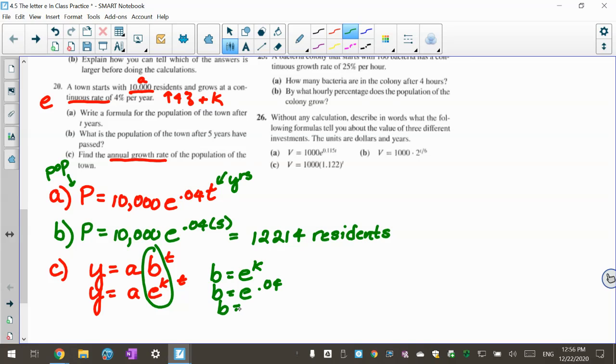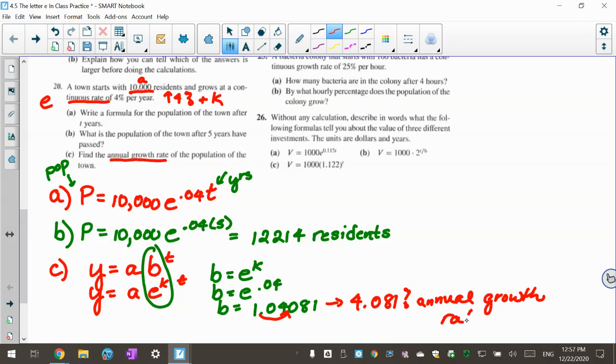When I put that in my calculator, I get 1.04081. Anytime you deal with base b, you have to deal with a 1, whether you subtract it from 1 or take 1 away from it. Here I'm going to take 1 away and move my decimal place. So this basically means it's a 4.081% annual growth rate. The reason it's more is that if it's continuously growing 4% over the entire year, you're really growing that much over the whole year. That's pretty cool when you have continuous.